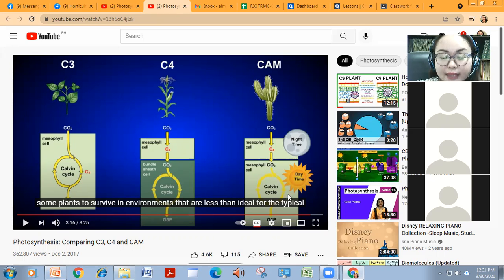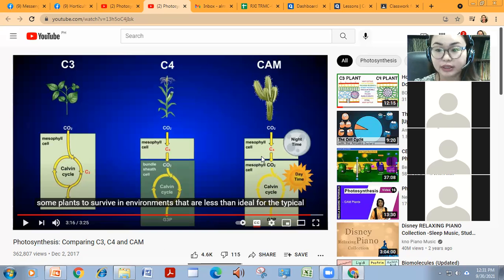And that's the time, pagka daytime, baliktad siya, no? Kumpara sa C3 at C4. Once na CO2, that's the time pagka daytime, kay close man ilang stomata, diha pa sila mag-undergo ng Calvin cycle, no? So that's the difference between the three.